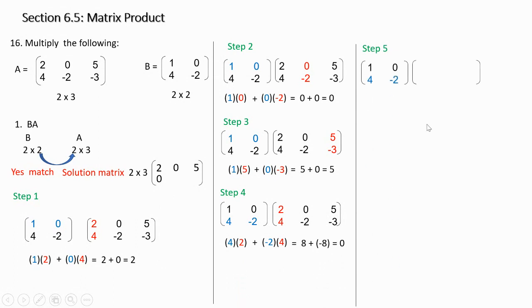Right, now I'm going to multiply them times the second column. So 4 times 0 plus -2 times -2. So it's going to be 0 plus 4. The answer is 4. So the answer goes right there.